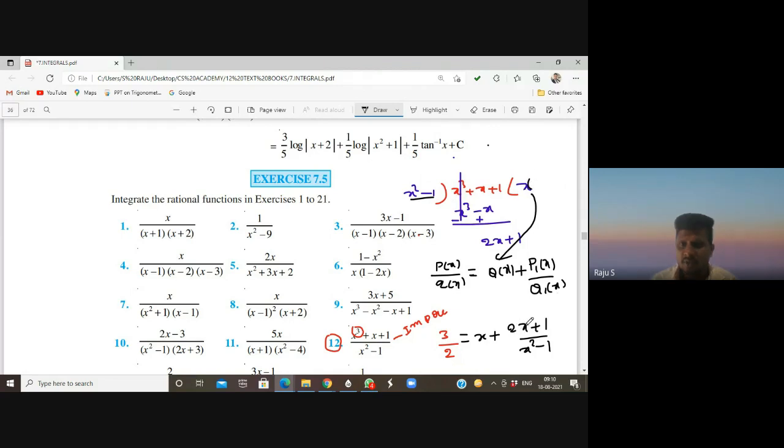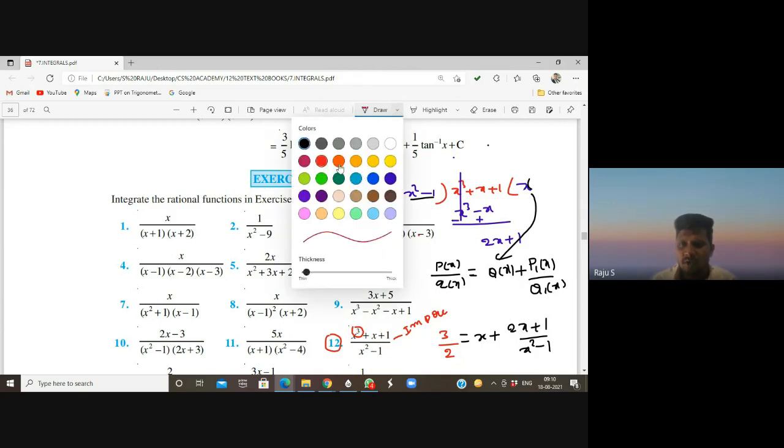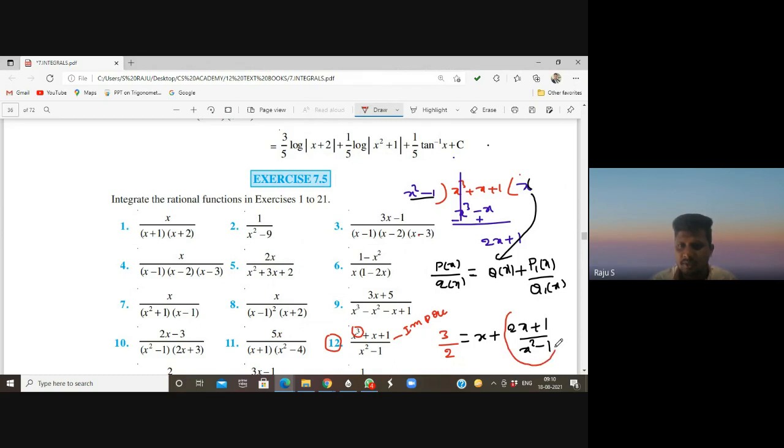So now observe here, students, what is the degree? Now we change it to proper. This is a proper rational function. Degree of numerator is 1, degree of denominator is 2. Now you can apply the partial fraction method.